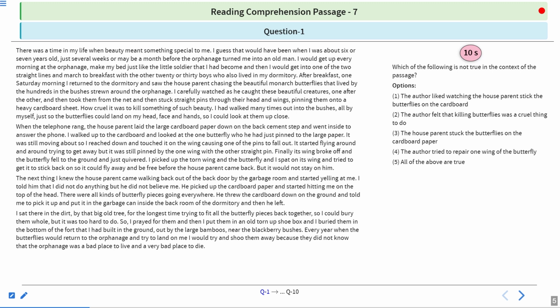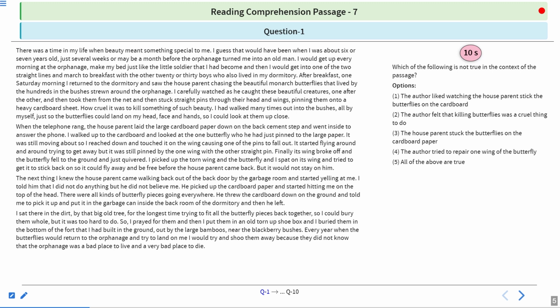It started flying around and around trying to get away, but it was still pinned by the one wing with the other straight pin. Finally, its wing broke off and the butterfly fell to the ground and just quivered. I picked up the torn wing and the butterfly and I spat on its wing and tried to get it to stick back on so it could fly away and be free before the house parent came back. But it would not stay on him.